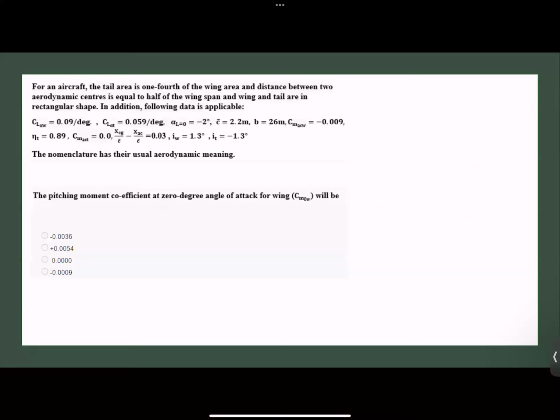The pitching moment coefficient at 0° angle of attack of the wing will be Cm naught, the contribution of the wing. Let's try doing this. Formula for Cm naught of the wing. Try doing it.